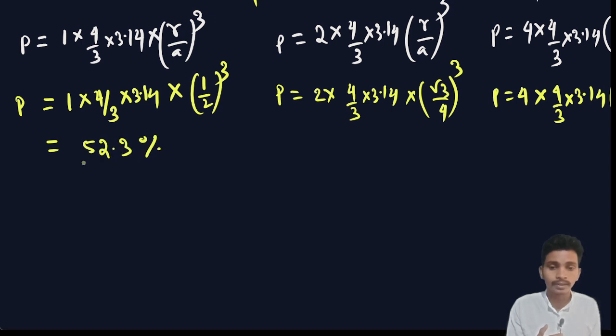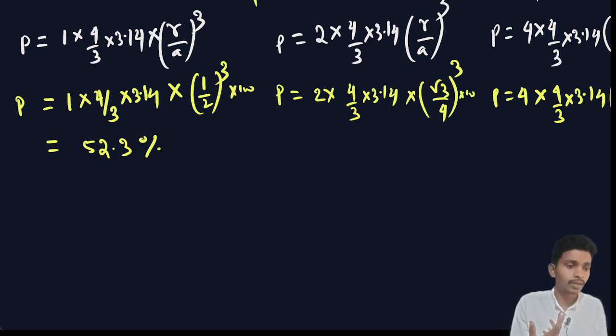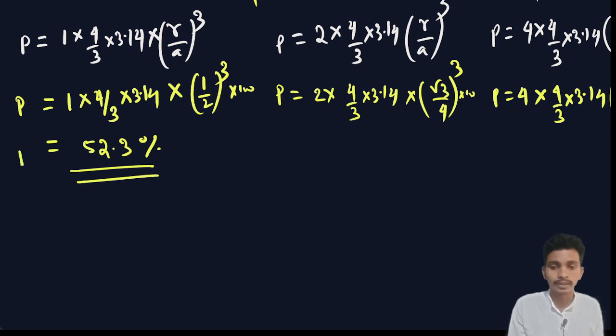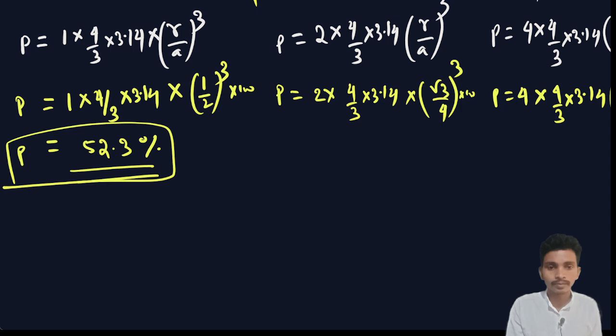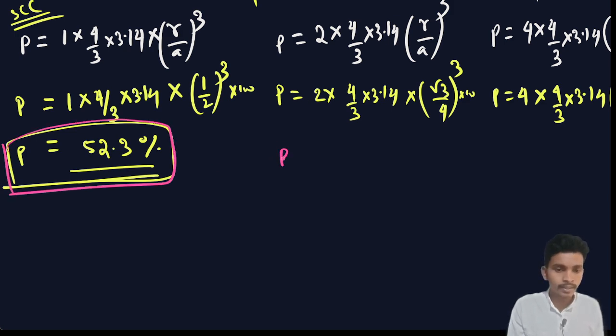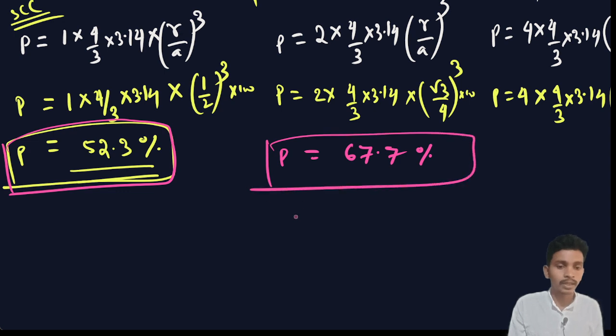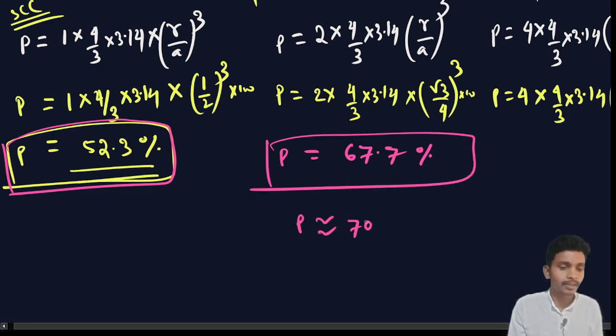Okay, so if you calculate these values, we will get about 52.3 percentage. Just calculate and multiply that by 100, packing fractions with 100, here also with 100, here also with 100. So this is going to be 52.3 percentage for the SCC case. And for this one, if you multiply it, we will get nearly 67.7 percentage, and approximately that is written as 70 percentage.